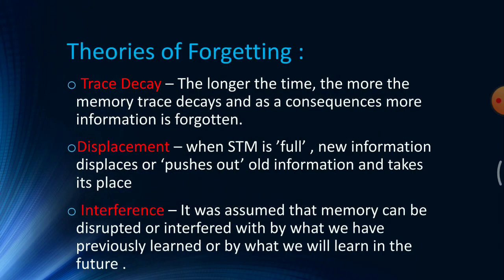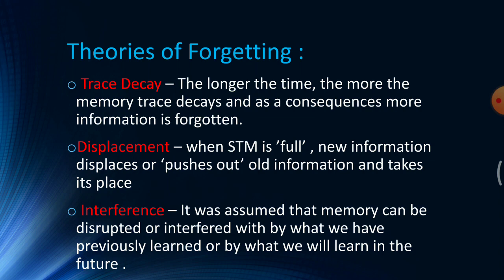Theories of forgetting. Trace decay theory, which is also known as disuse theory. The longer the time, the more the memory trace decays, and as a consequence, more information is forgotten. For example, sometimes we forget a person's name even though we have just met them. Displacement. When short-term memory is full, new information displaces or pushes out the old information and takes its place.